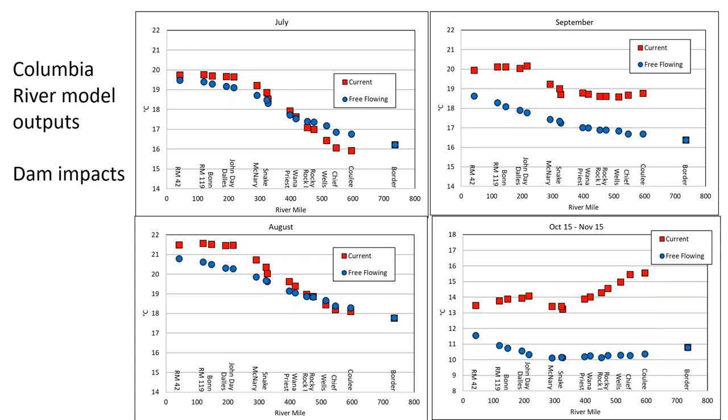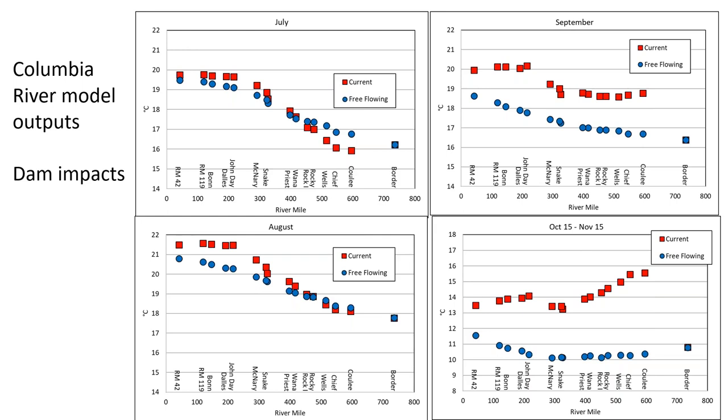And what this is showing is the cumulative impacts. In these plots, the dams are either all in for the current condition, or all out for the free-flowing condition. Almost all those locations you see in the plots are dam locations, so there are multiple dams shown here. And we do it by month, and you can see how the patterns change. The general point being, we can look at models to see when dams are having an impact, what the scale of the impact is, and what the pattern is.